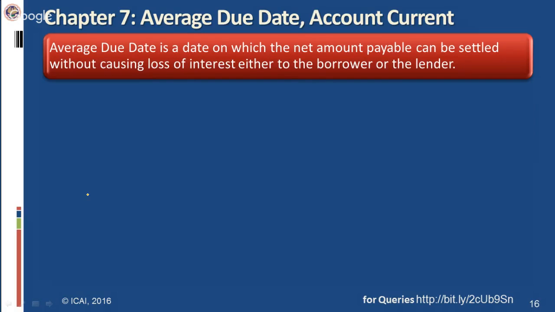Average due date and account current. Up till chapter 6, the majority of the portion was corporate accounting, that is from chapter 2 to chapter 6. Chapter 1 was based on accounting standards.